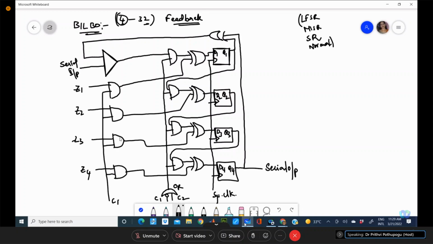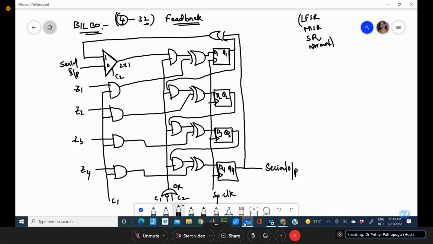Now here the mux is a 2:1 mux. 2:1 means there should be one selection line, so C2 control. This is 0:1 we take, not 1:0. That means when C2 is 0, it will be serial input. When C2 is 1, it will be the feedback part. Okay, if C1 is 1, then the response of the circuit under test will be taken to the XOR operators along with the feedback.